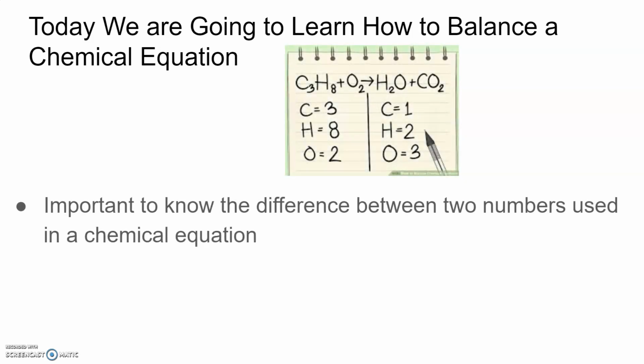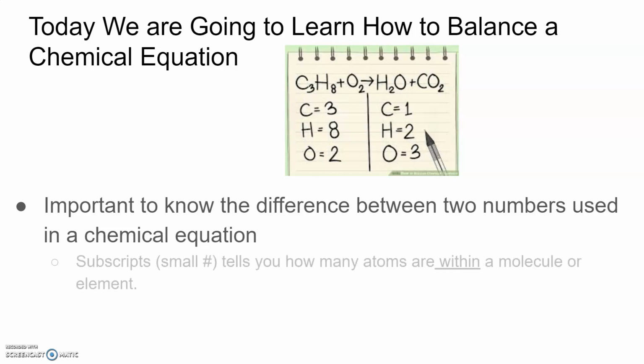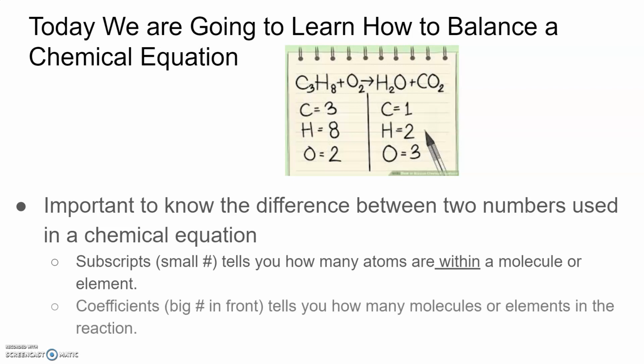Now, in order for us to do that, it's important that we know the difference between the two numbers used in the chemical equation. We have subscripts, which are the small numbers that tell you how many atoms are within a molecule or element, and coefficients, which are the big numbers in front that tell you how many molecules or elements are in that reaction.